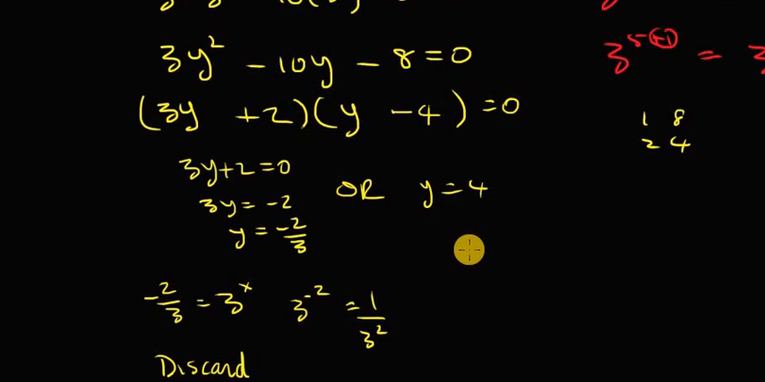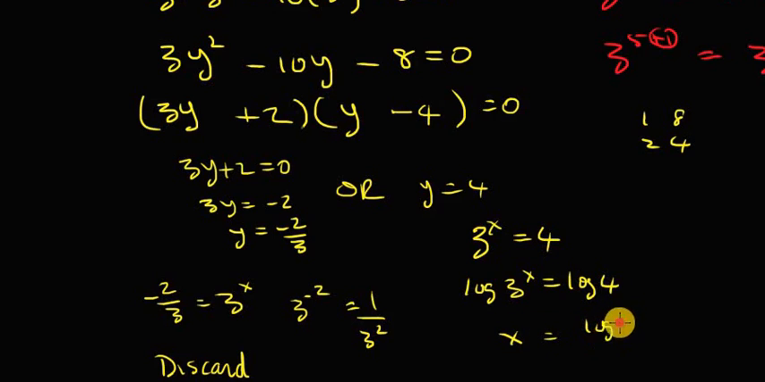y equal to 4 is our solution. So I'm going to get 3 to the power of x is equal to 4. That means that log of 3 to the power of x is equal to log 4. And it means x is equal to log 4 divided by log 3. I went into this in a little bit more detail in the first example, so check that if you have to. And that's equal to 1.26 to two decimal places.